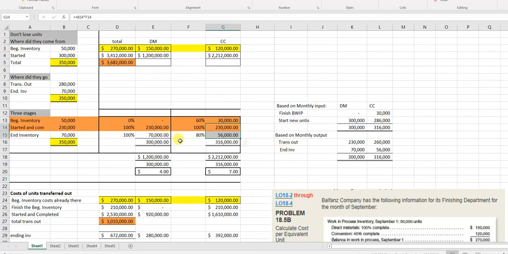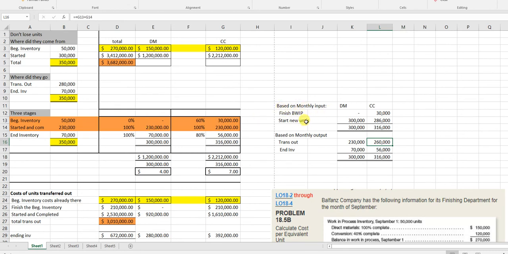So my ones that are transferred out are my 230,000 right here. So it's actually technically 0 plus 230 is this 230, and this is 30 plus 230 is 260, and then my 70 and 56 and 70 and 56. So these two numbers agree. So it is sort of like this up there. And they basically sandwich this in there instead of this.